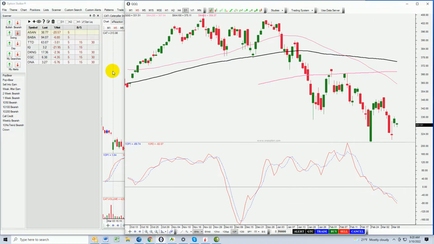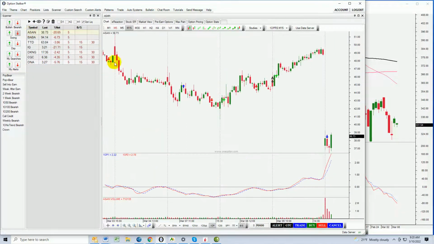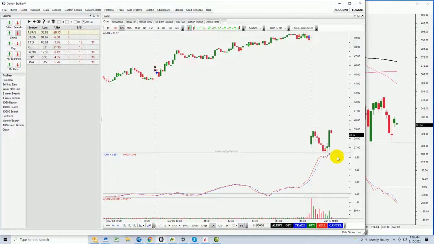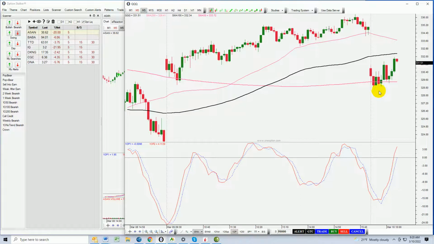Let's take a look at some shorts that we have working today. I'm going to go right into my pop bear list. ASAN is at the top of the list. I'm going to put up a 5-minute chart and we're going to take a look at the stock. So mind you, we're going to keep up the S&P chart because there may be a shorting opportunity coming up and I want to make sure that I'm aware of it.